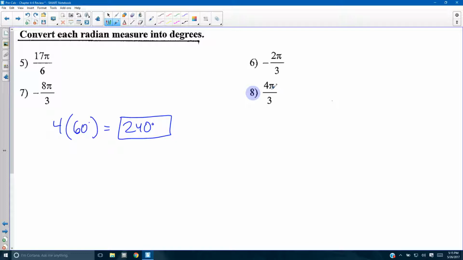Now, one other thing I can say, at least for this problem, before just rushing on over, is that 4/3 is more than 1. 1 pi is 180, so 4/3 pi is more than 180. So at least I know, it's not that I know the answer is correct, but I know if I got 140 as an answer, there would be a red flag there, right? There would be something wrong, and I'd have to address that for sure.